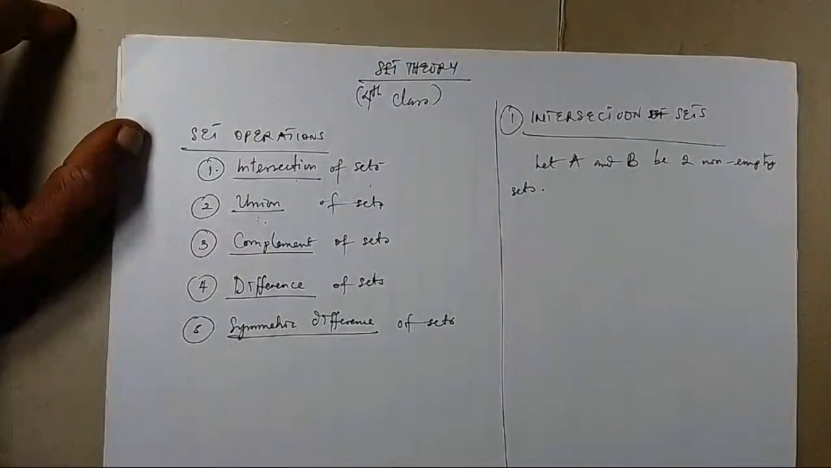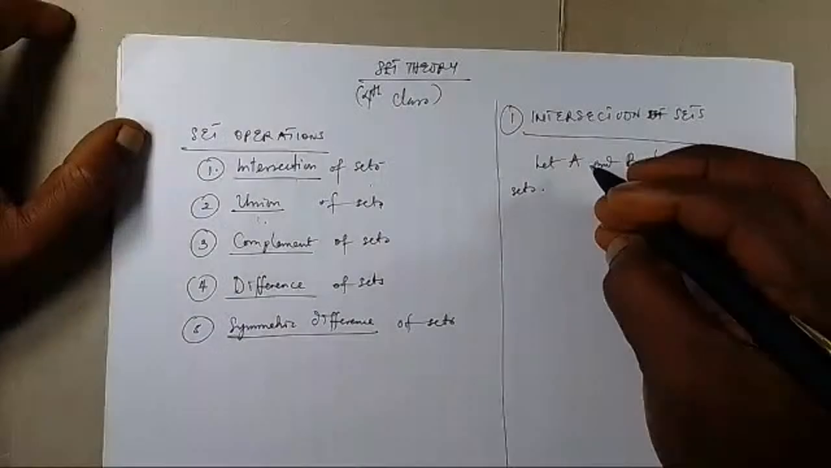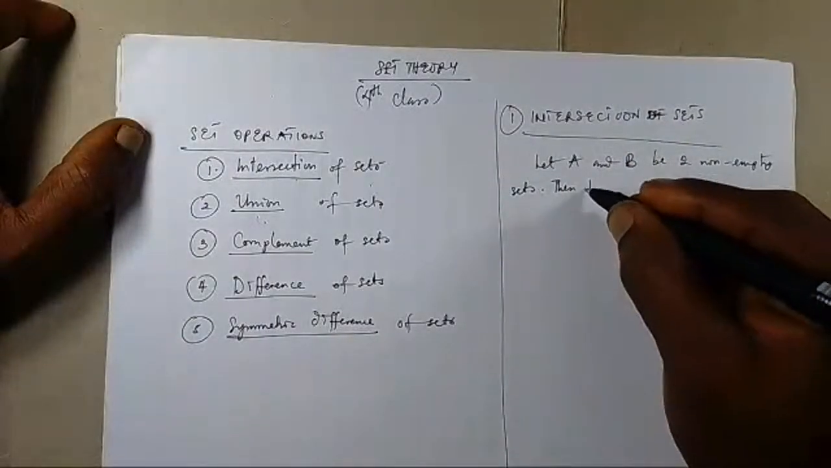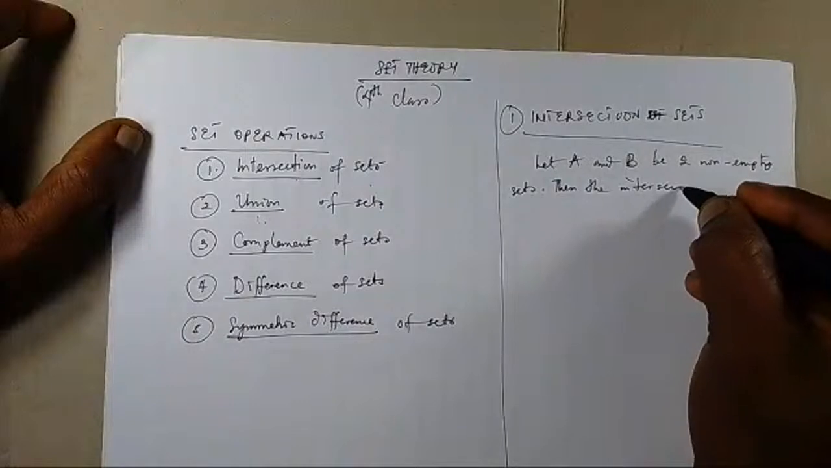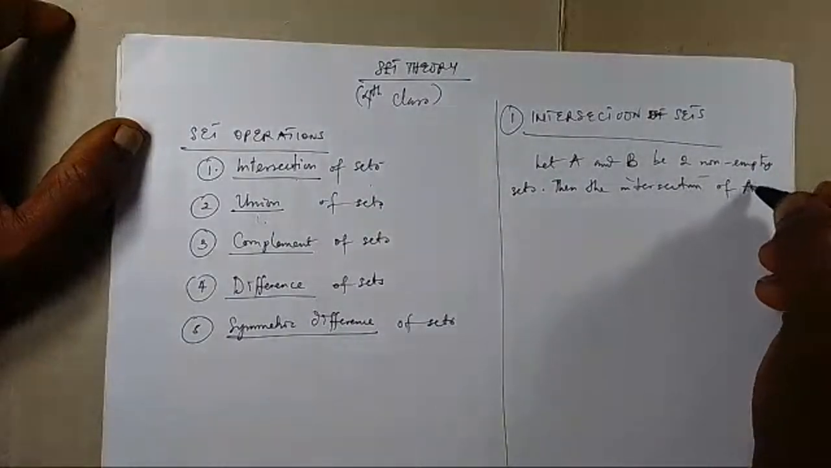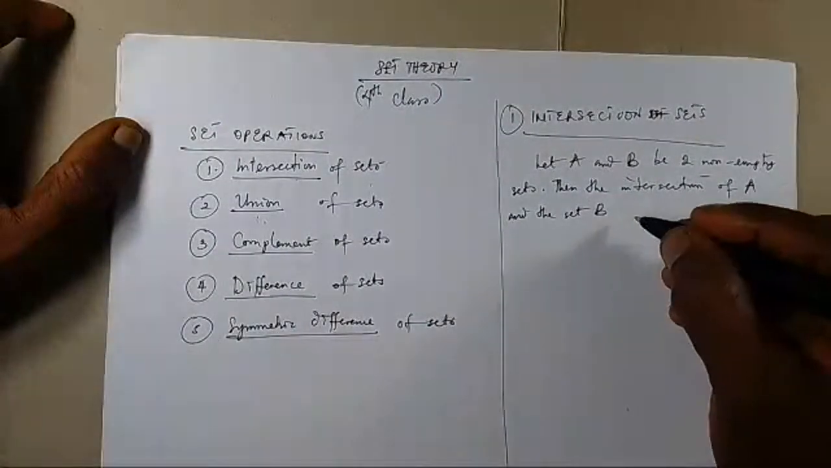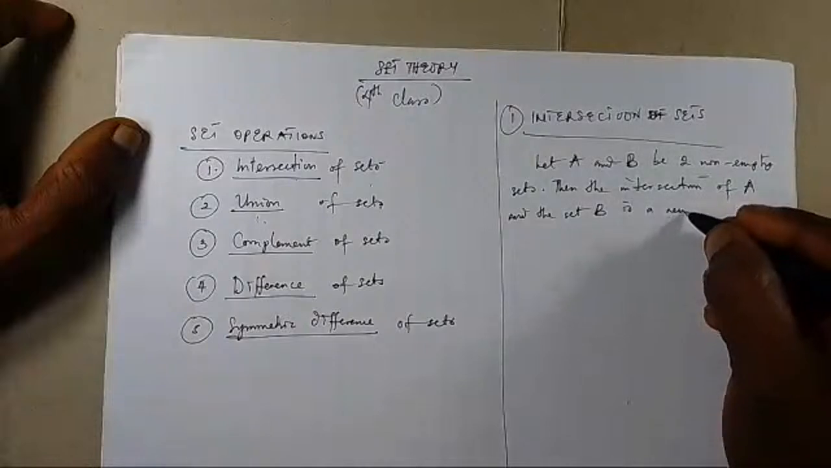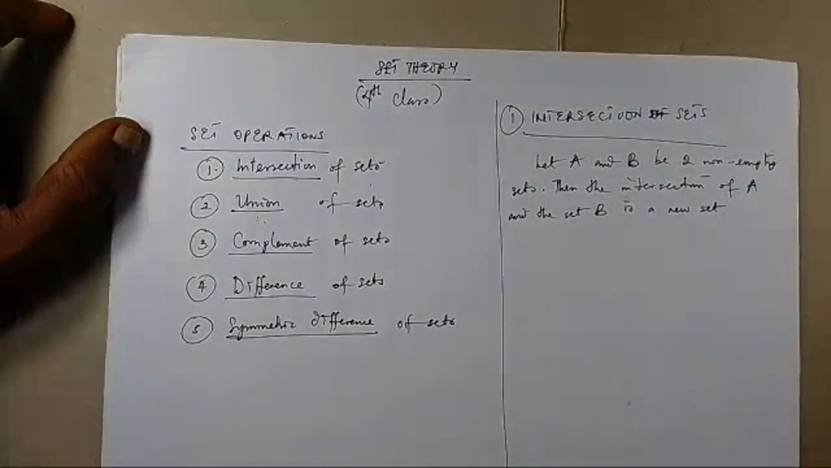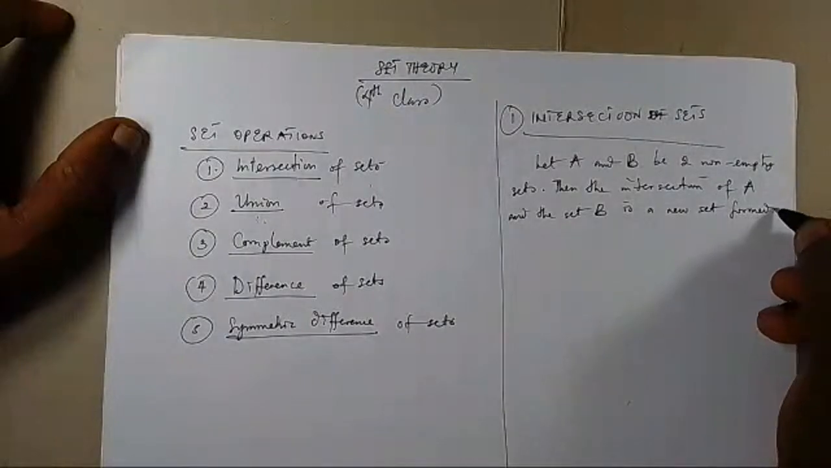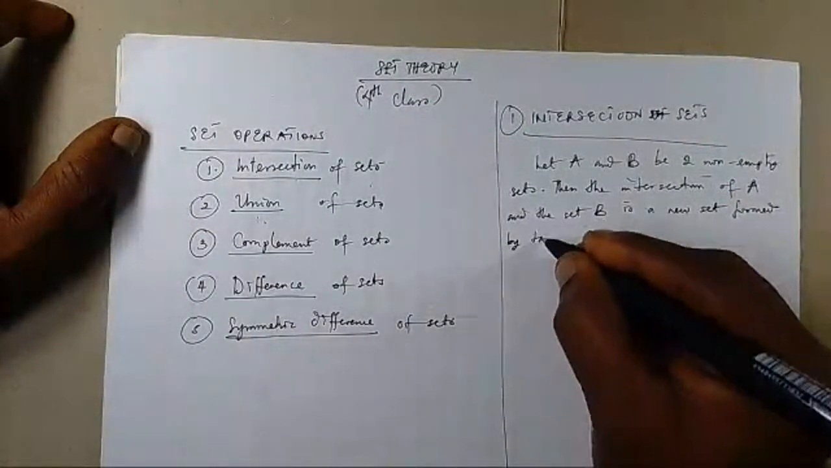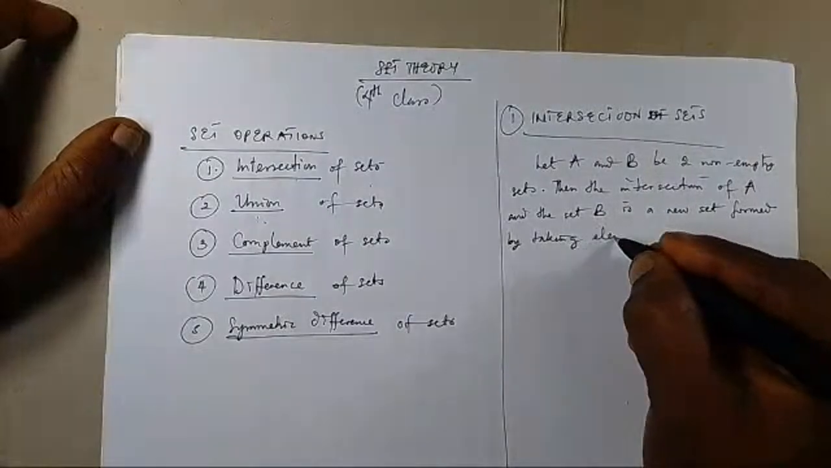Now, let A and B be two sets. We want to define the intersection of sets. So I'm taking two sets into consideration. If A and B are two sets, then the intersection of the set A and the set B is a new set. The intersection is a new set formed by taking elements.